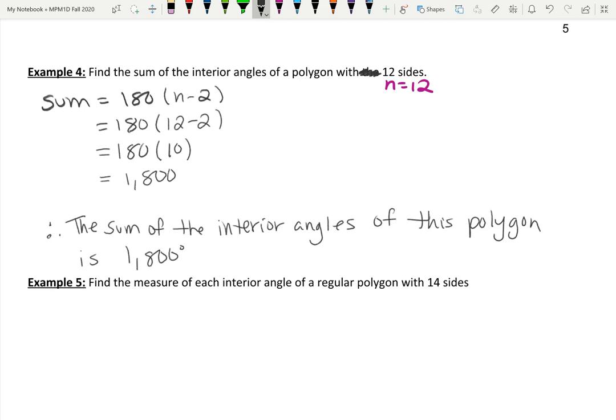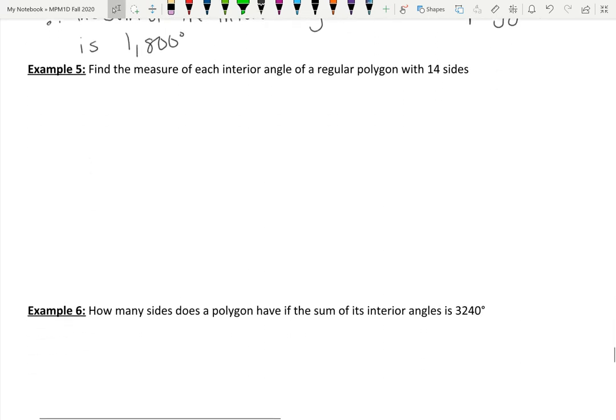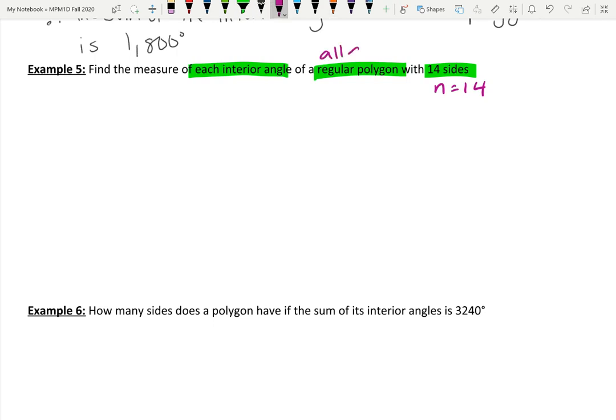And please don't forget your units, which are degrees. Find the measure of each interior angle of a regular polygon with 14 sides. Okay, so my n is going to be equal to 14. It's asking us to find each interior angle of a regular polygon. So that means that all angles are equal.